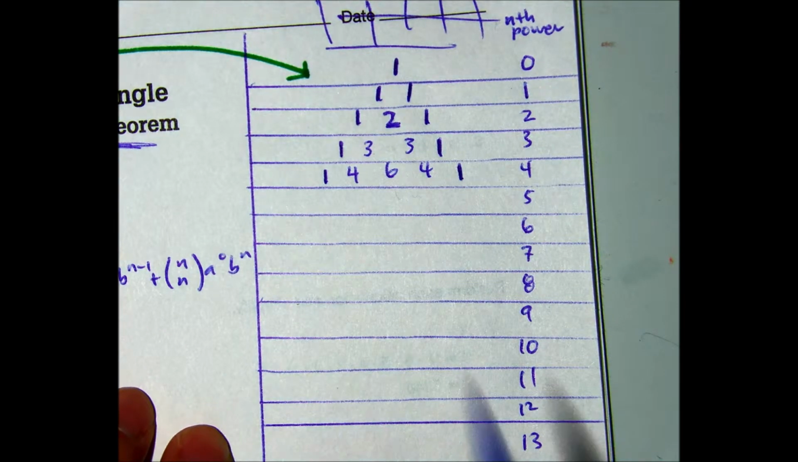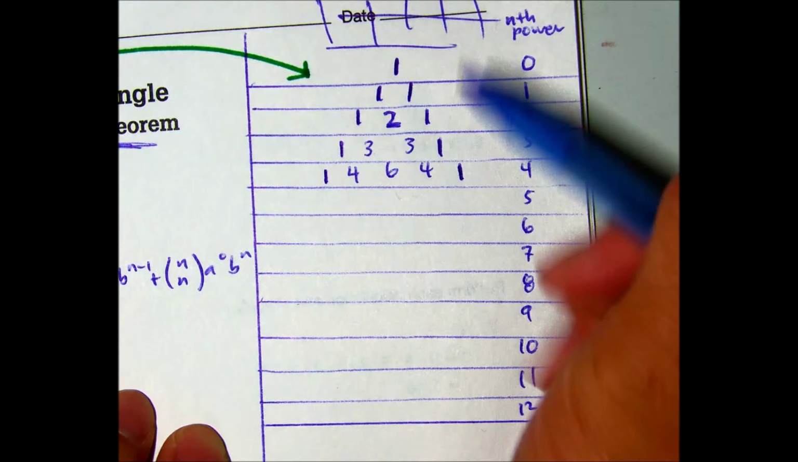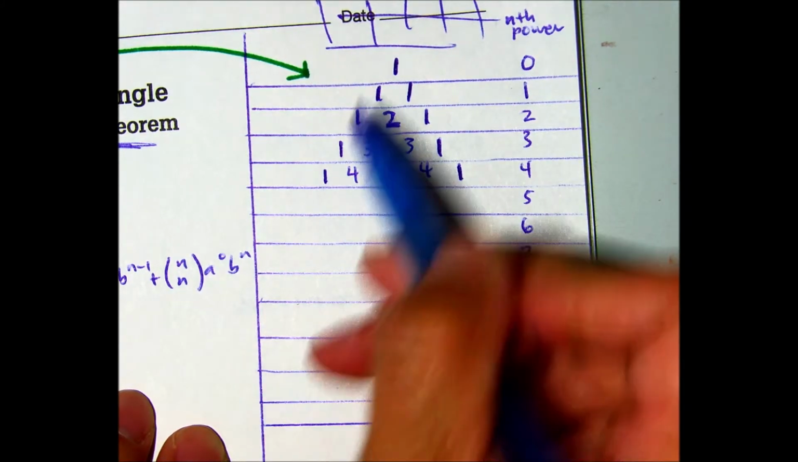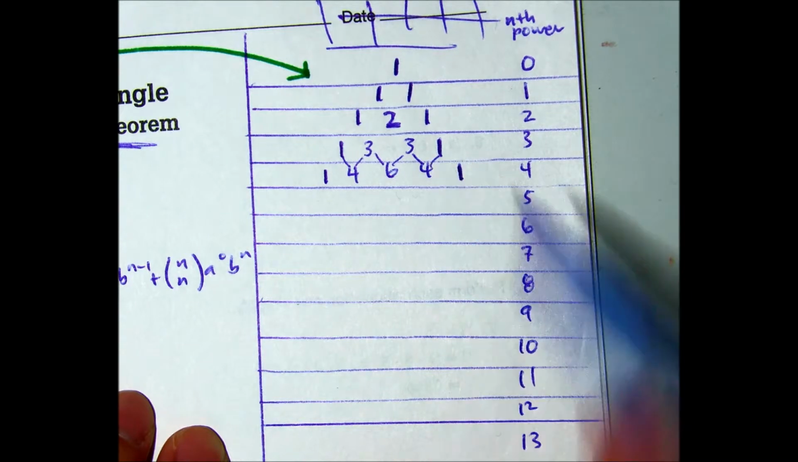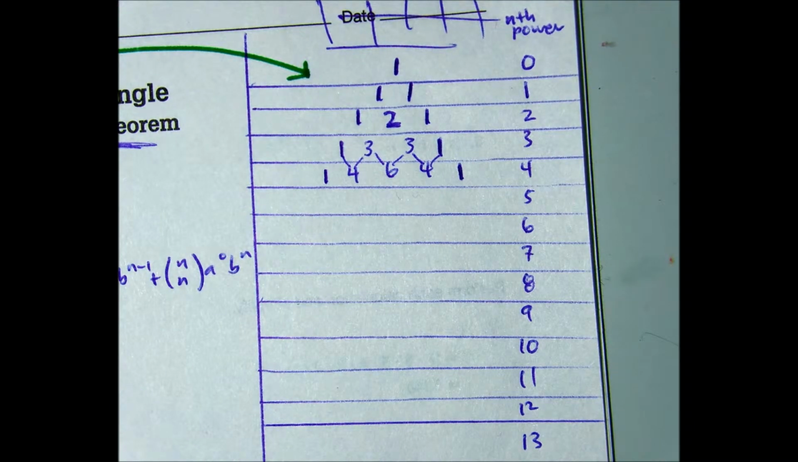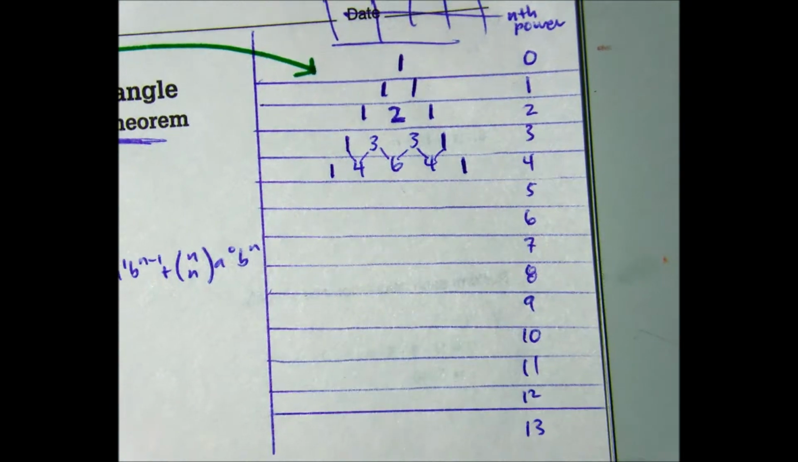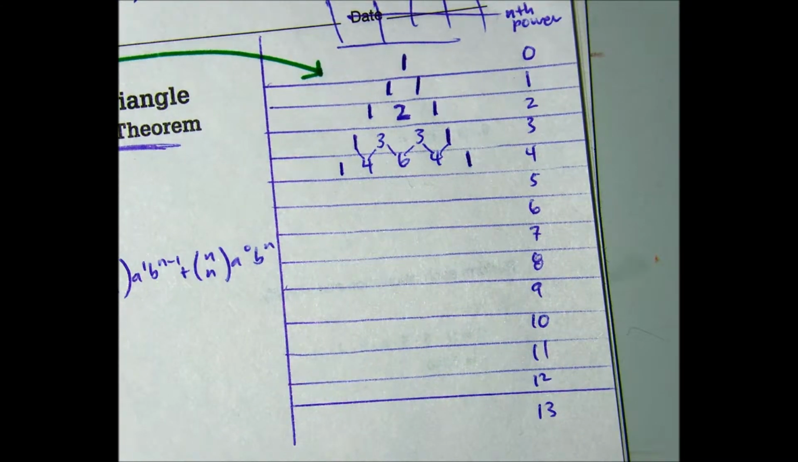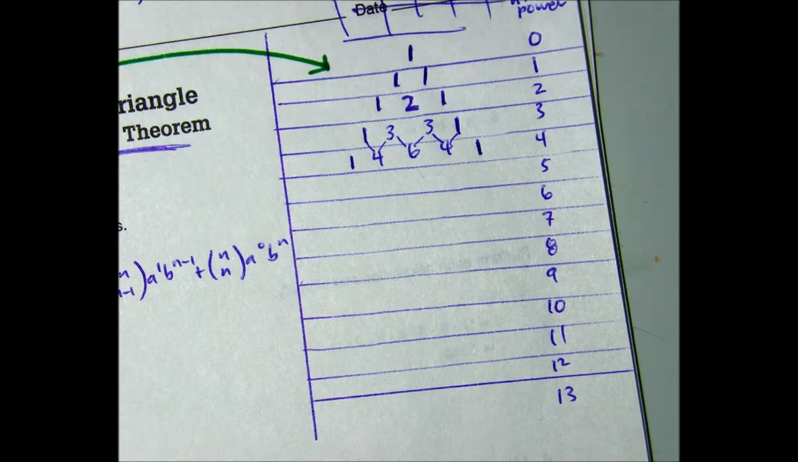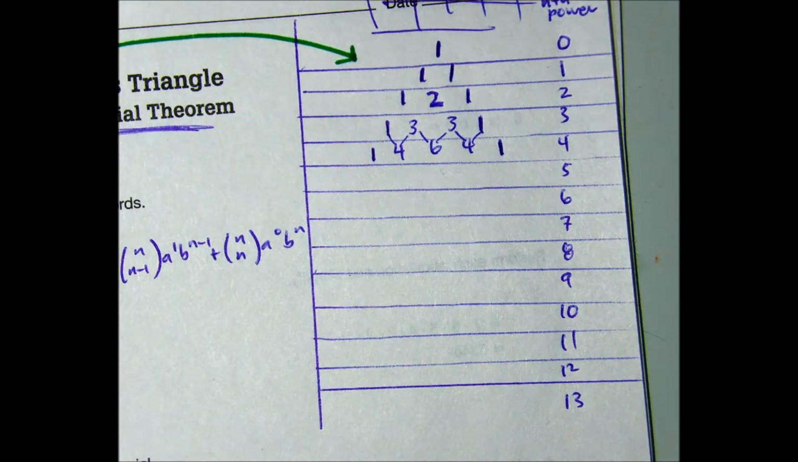So again, the 1 slides on the side, and then you just add those numbers, right? This number plus this number, this number plus this number, this number plus this number. Okay? All right, this is the fun you get to do now. You get to do that all the way down to the 13th power. Take a couple minutes to do that. Ready, set, go.